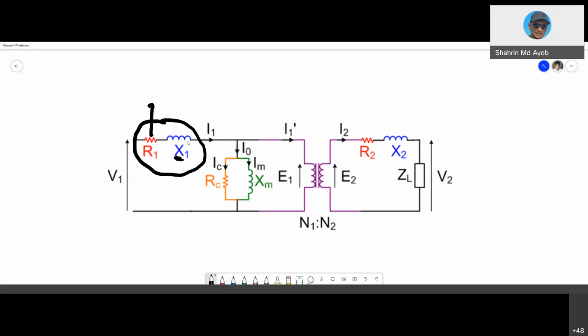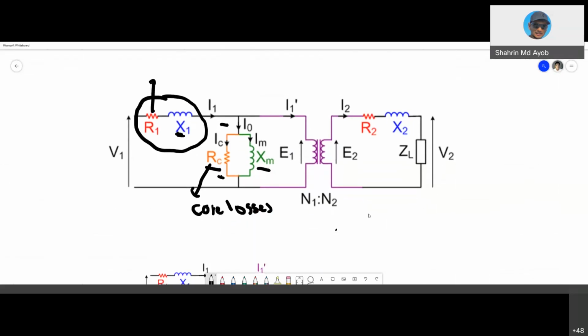And then we also have RC and XM. RC and XM, as you can see, are in parallel with E1. RC and XM represent the core. RC represents the core losses. And if you remember, there are two types of core losses.